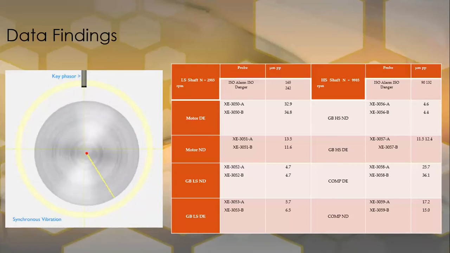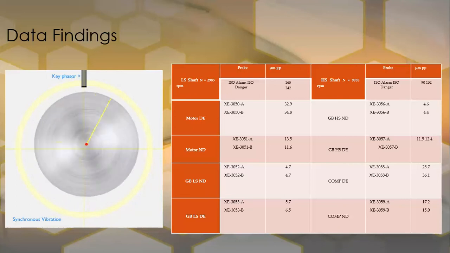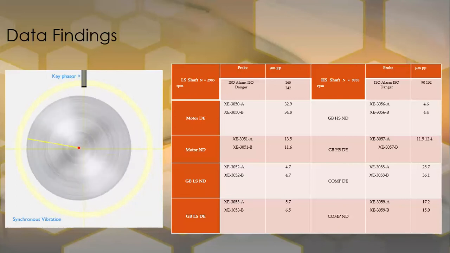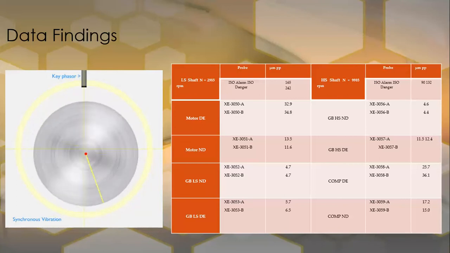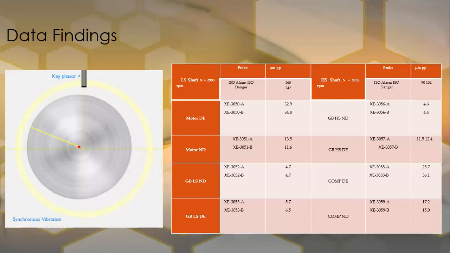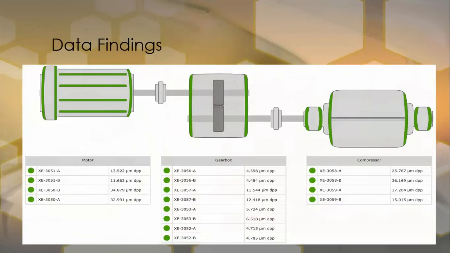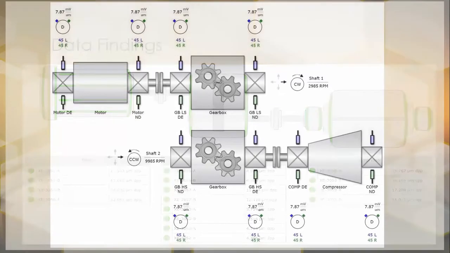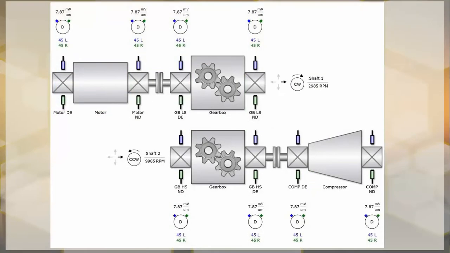This is our data before the sudden trip, after reaching the trip limit and the alarm limit, which increased heavily. This is the orientation of the system with each and every data of the vibration levels in micrometer peak to peak. And this is the orientation of the sensors on the compressor, the gearbox, and the motor, of course.